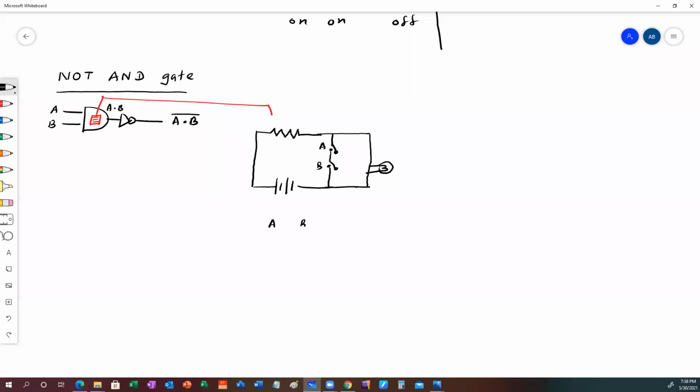A, B, bulb, right? A is off, B is off. What will happen? Bulb on. A is off, B is on. What will happen to the bulb? On. On, off. What happens to the bulb? On.